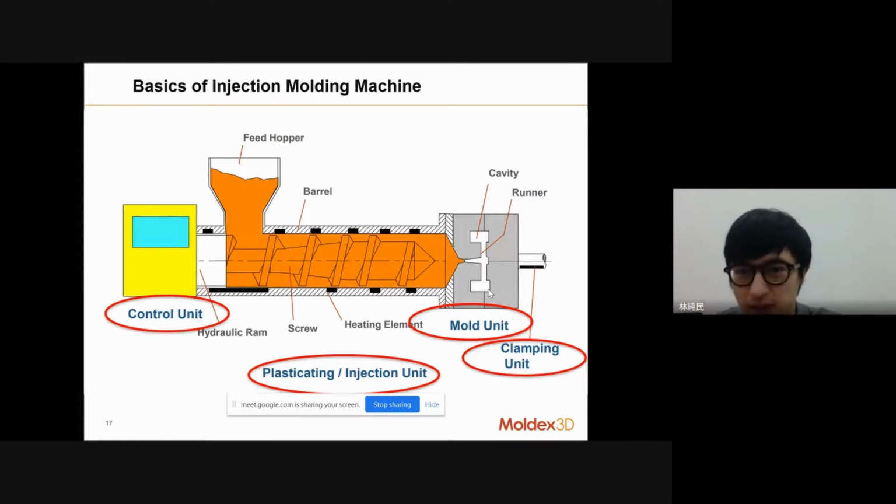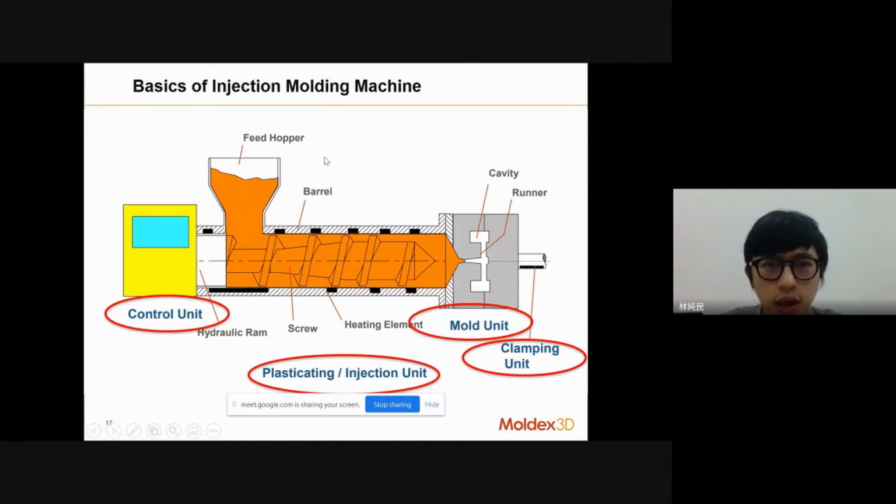So you have a good design of your mold unit and also the clamping unit, because when you want to inject the melted plastic into the cavity, you have to make sure the clamping force is already good enough. Otherwise, it will also cause some defects.